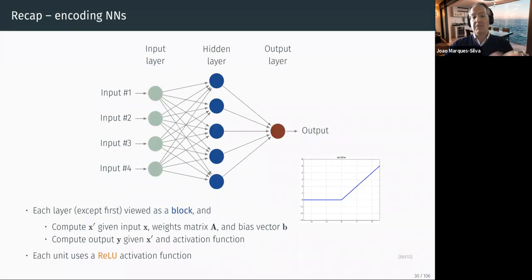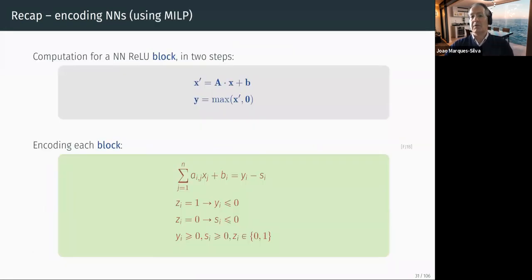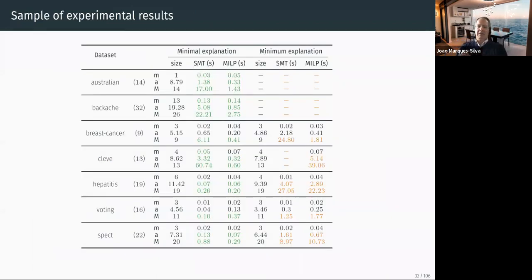Again, I showed this slide before, just to say that I'm going to show you some results. So we start from the neural network, and we know how to do the encoding, mixed integer linear programming. And these are the results we obtained last year, in 2019. So these are the data sets, and the number of features in each data set.